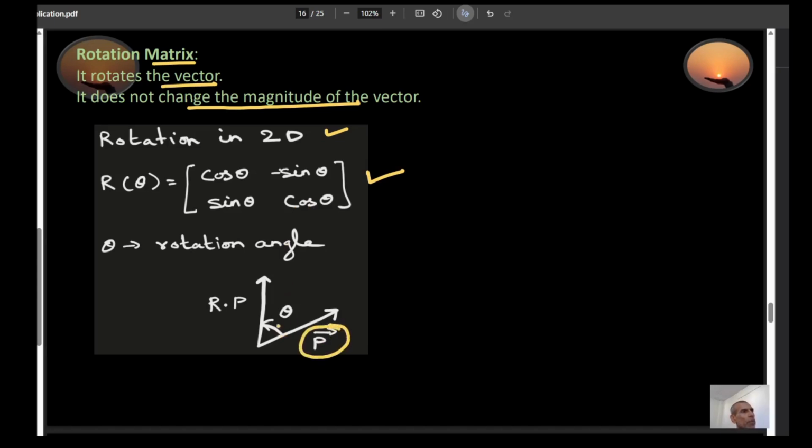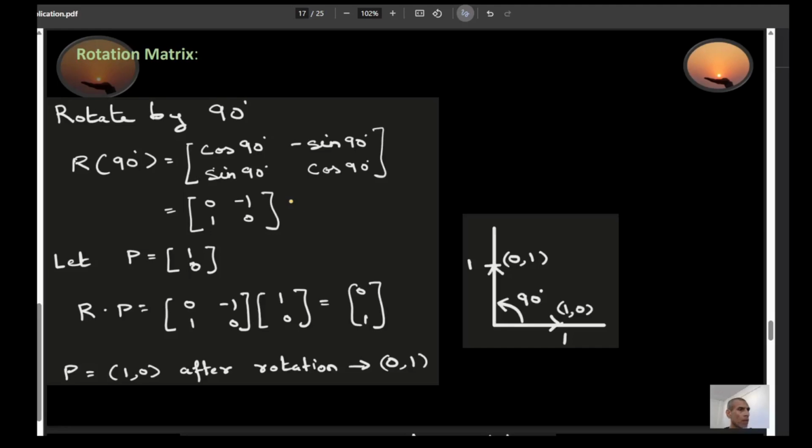So let's say this is my vector P, and I'm going to rotate it by angle theta right here. I'm going to use this matrix, cos theta, minus sine theta, sine theta, cos theta. Theta is your rotation angle. Suppose you want to rotate by 90 degrees. Your R theta, in other words R 90 degrees, will become cos 90, minus sine 90, sine 90, cos 90. And you substitute the values over there. This is your rotation matrix now.